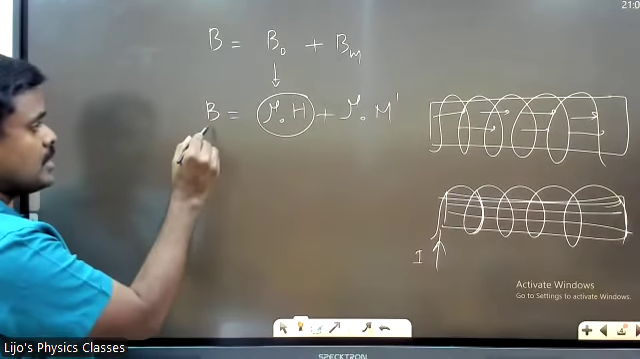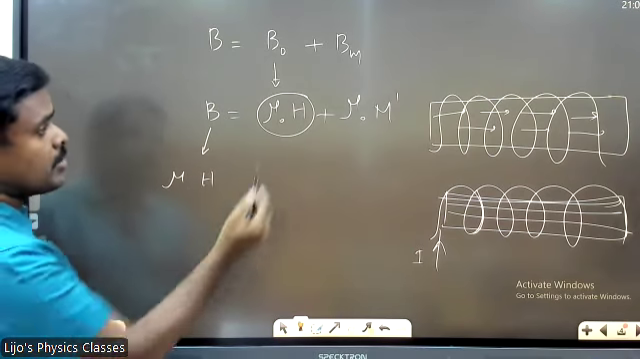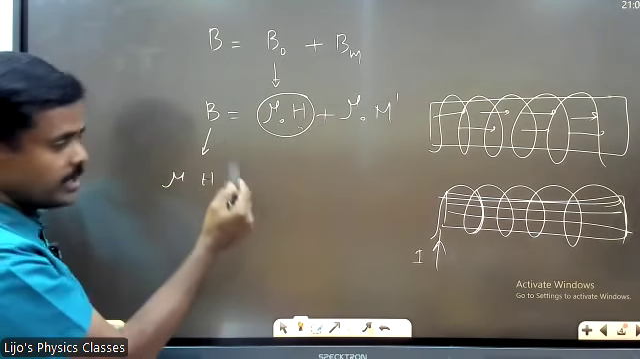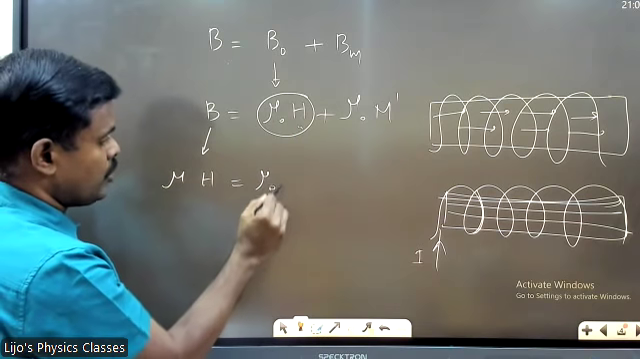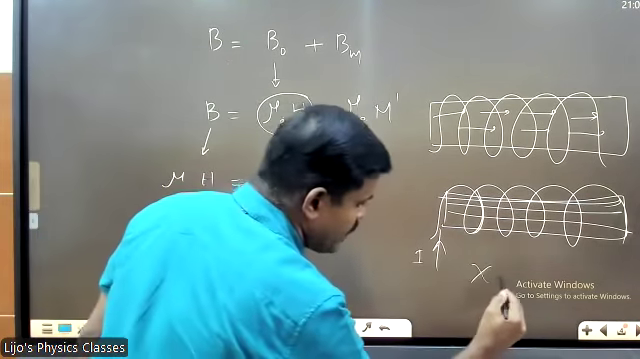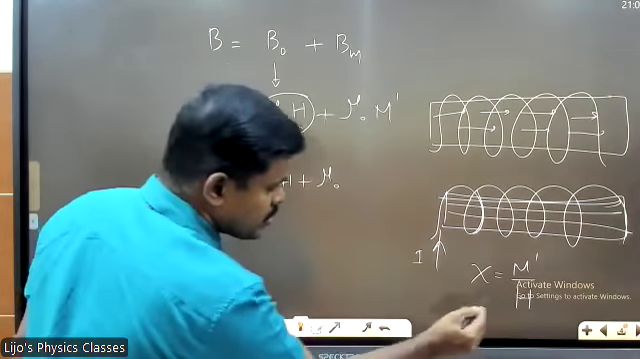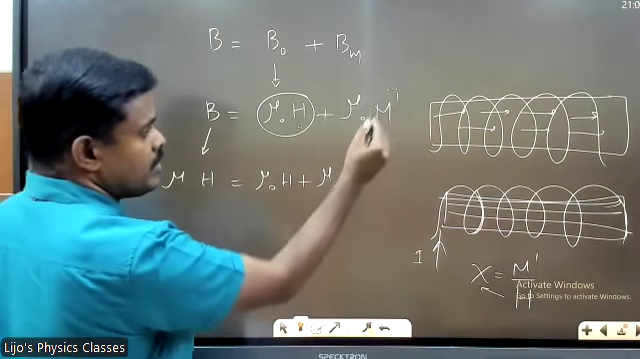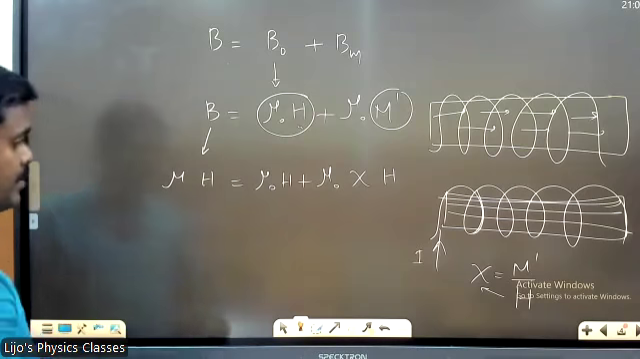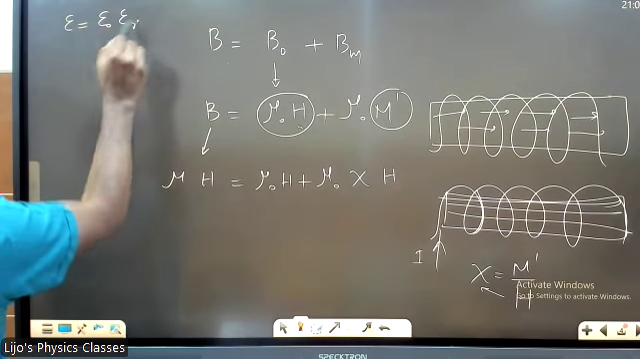So let me complete this. This B will be called mu into H. Because B0 was called mu 0 H, B will be called mu into H, which is equal to mu 0 H plus mu 0 into M dash. Do you remember what chi was? Chi was M dash by H. Cross multiply. M dash is equal to what? Chi times H. Last step. Do you remember what epsilon was? Epsilon 0, epsilon R.